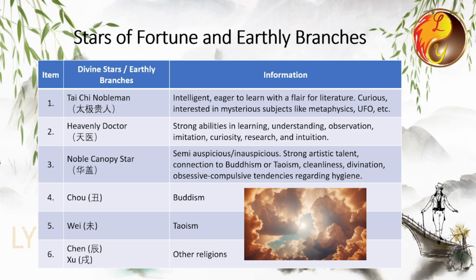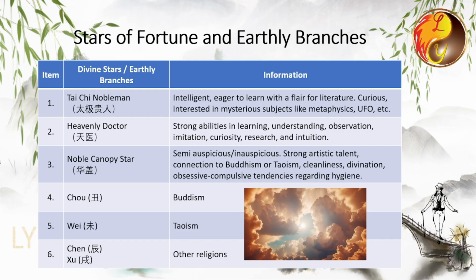Tianyi indicates a liking for medicine as well as metaphysics. Noble Canopy Star suggests affinity with religion and also an interest in metaphysics. These three signs indicate whether someone has the inclination or not. If you genuinely like it, then even without natural talent, you can still learn it well. But if a person has no interest, no matter how much you force them, they won't learn.